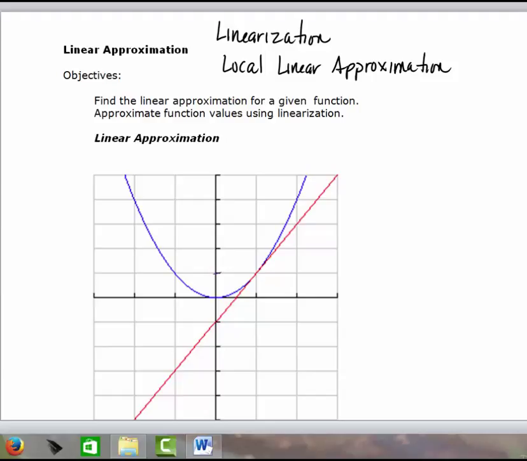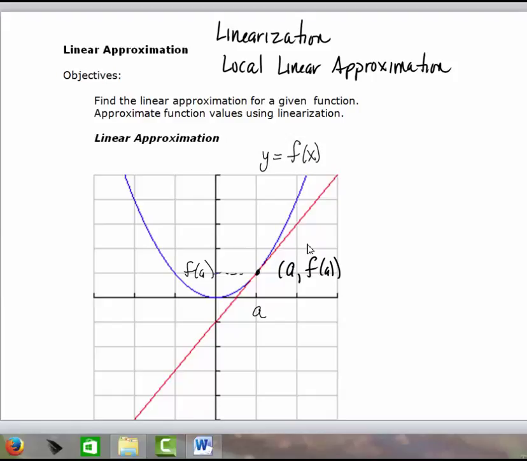So we're going to start off by looking at just this generic function, some function f of x, or y equals f of x, and we'll just name the point of tangency. The x coordinate will be a, and then the y coordinate would be f of a. So that point of tangency is the ordered pair (a, f of a).